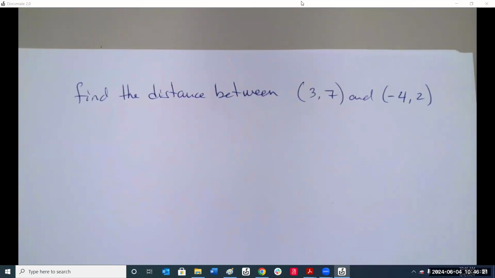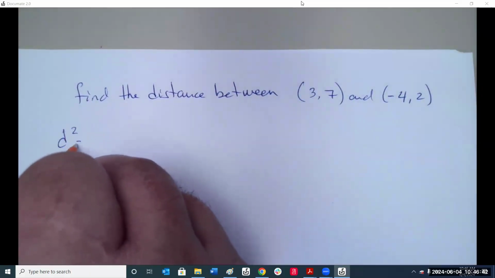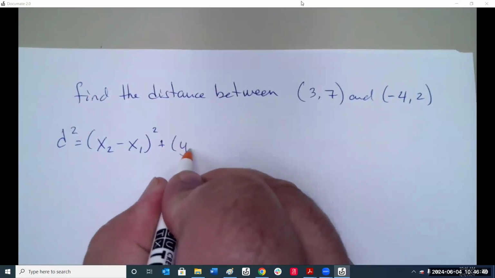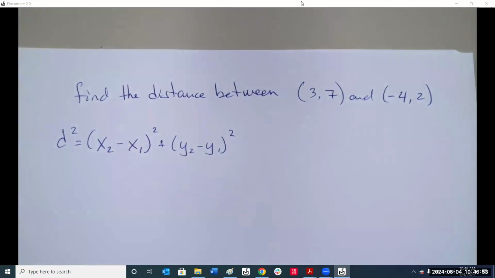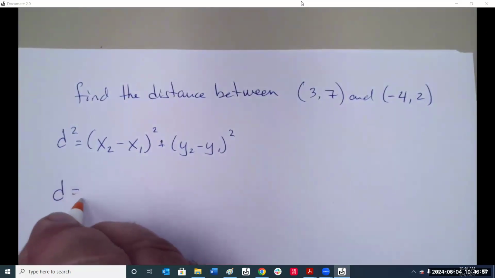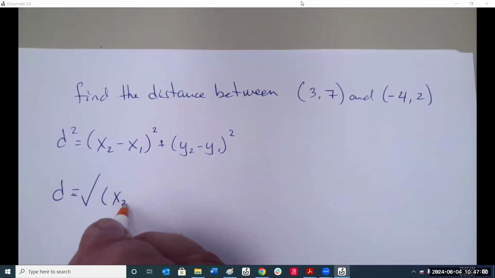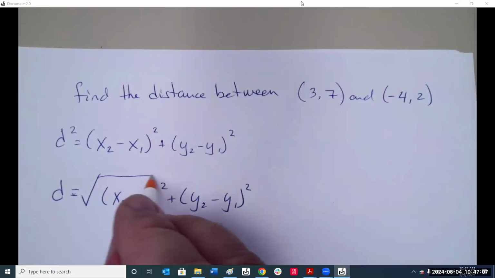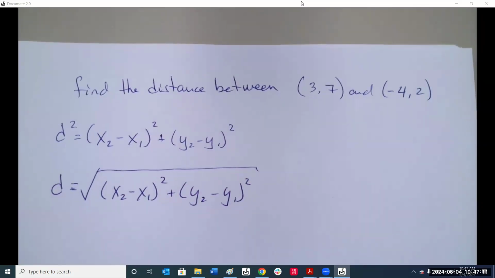Find the distance between those 2 points. Find the distance between 3, 7 and negative 4, 2. And there's your formula you'll be using.